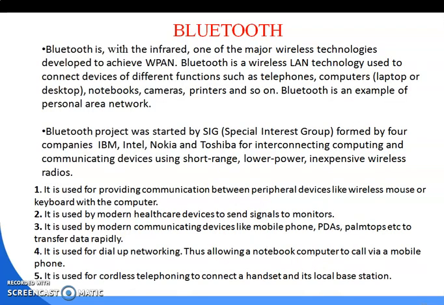Next comes Bluetooth. What do you mean by Bluetooth? Bluetooth is, along with infrared, one of the major wireless technologies developed to achieve a wireless personal area network. Bluetooth is a wireless LAN technology used to connect devices of different functions such as telephones, computers, notebooks, cameras, printers, and so on. Bluetooth is an example of a personal area network.